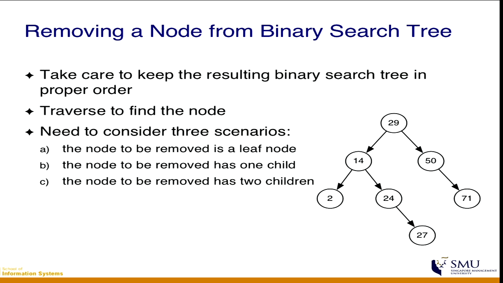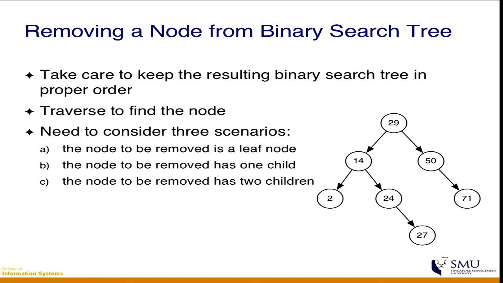The simplest one is that we are going to remove a node that is a leaf node. That means it has no child. So an example of that is 27. So in this case, 27 has no child. So if you say, okay, let's remove 27, so how do you remove it?